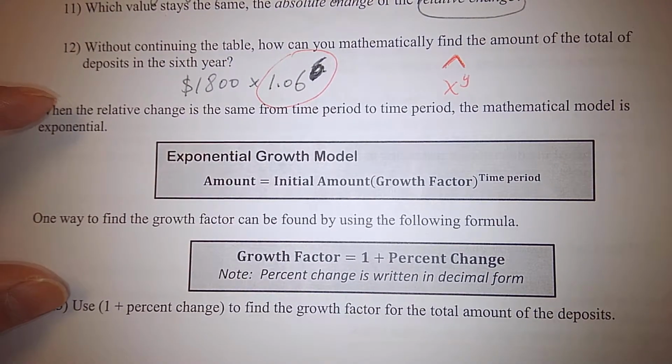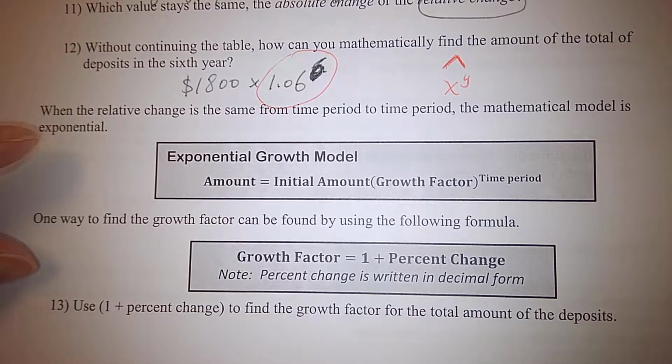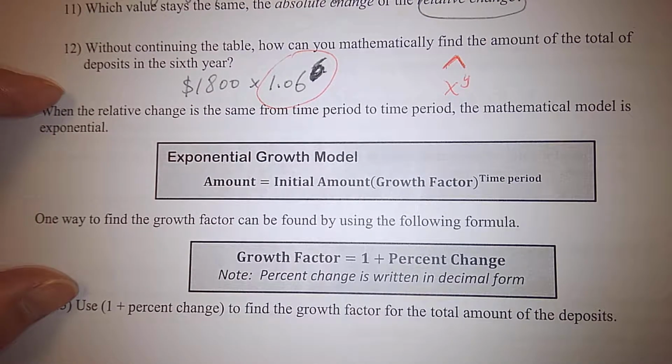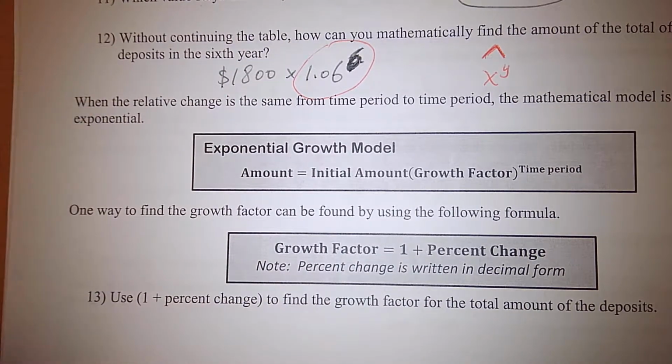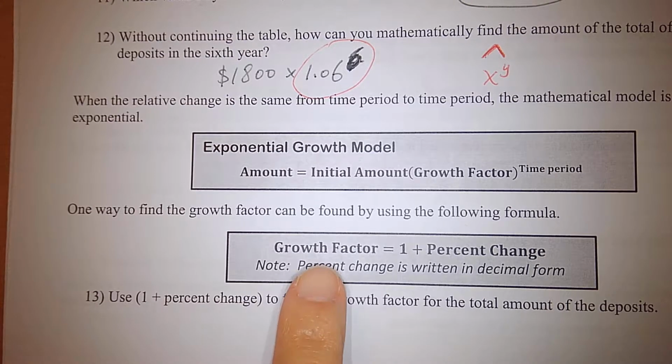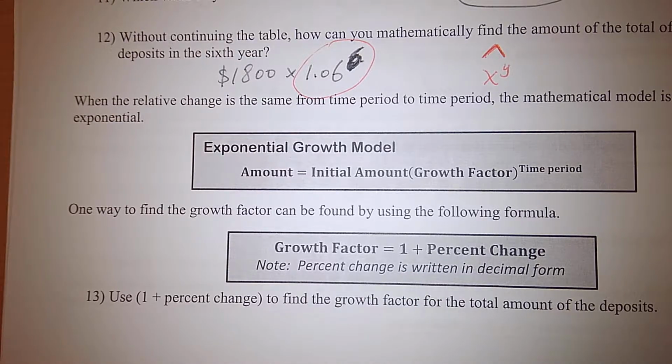I'm going to ask a volunteer to read everything above question 13. So whose turn? Morgan? When the relative change is the same from time period to time period, the mathematical model is exponential. Exponential growth model is the amount equals initial amount times the growth factor to the time period. One way to find the growth factor is by using the following formula: growth factor equals 1 plus percent change. Question 13, use 1 plus percent change to find the growth factor for the total amount of the deposits. Okay, good. Thanks.